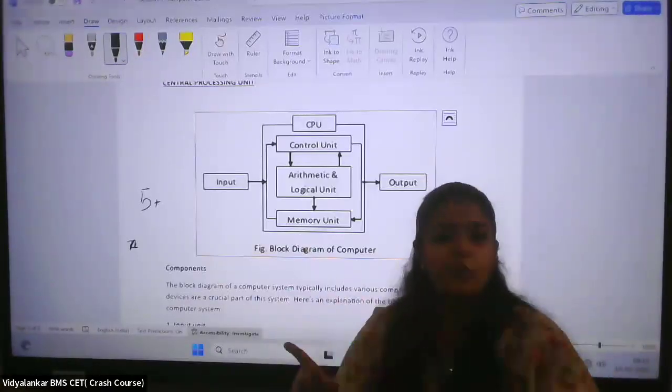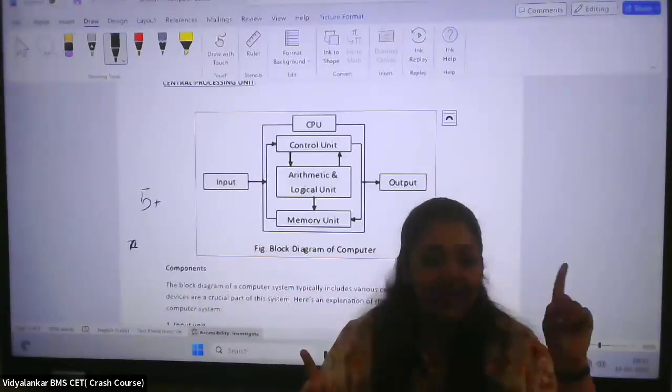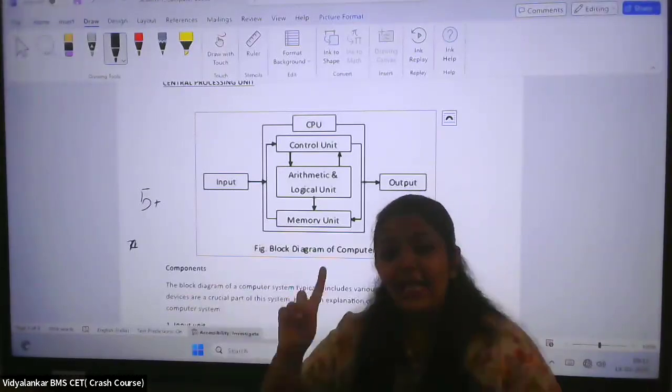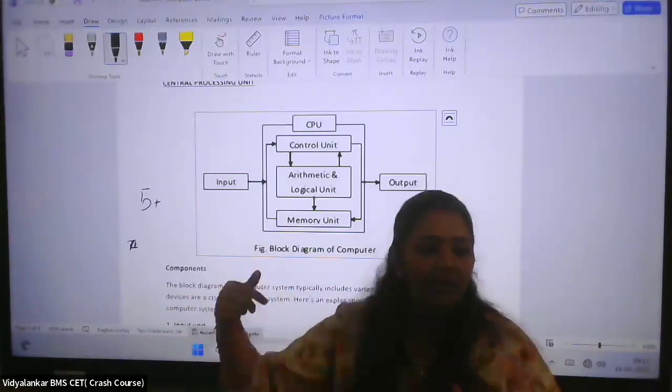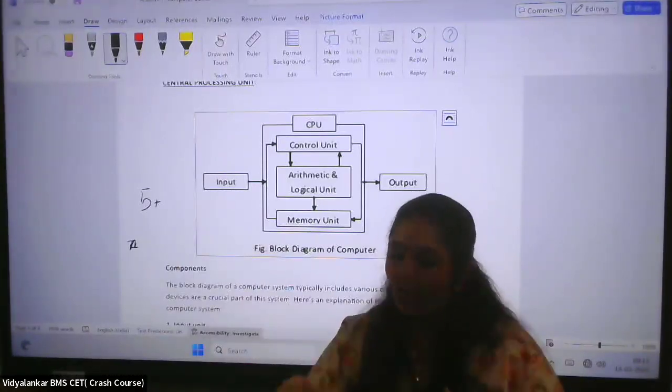So now you know the name starts from PROM is programmable ROM, EPROM is erasable programmable ROM, and last EEPROM is electrically erasable programmable ROM. Is that clear? So we'll just quickly list down.